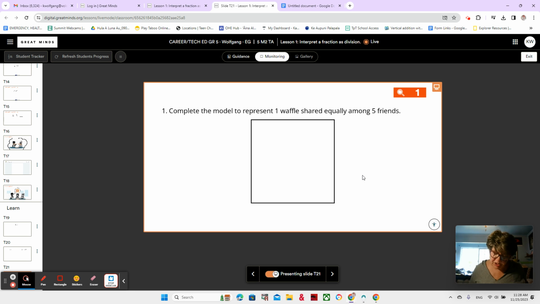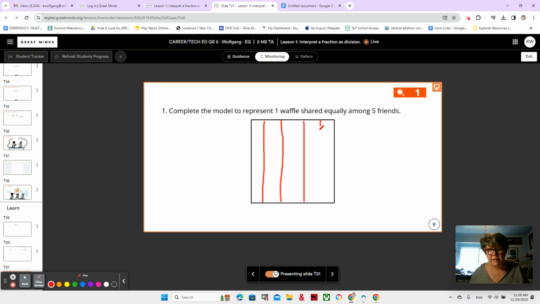How can we partition the square to show how to share one waffle equally among 5 friends? I bet we could draw some lines. When we're partitioning, it's not going to be perfect. If we draw 4 lines, that's going to make 5 sections. 4 lines makes 5 sections, and now we have 5. We're going to call them equal parts. How do we know from our model how many waffles each friend gets?